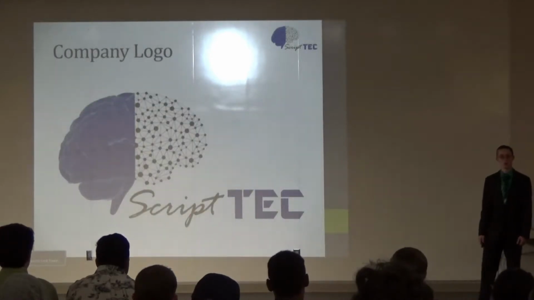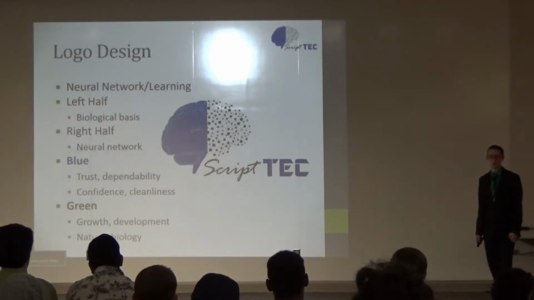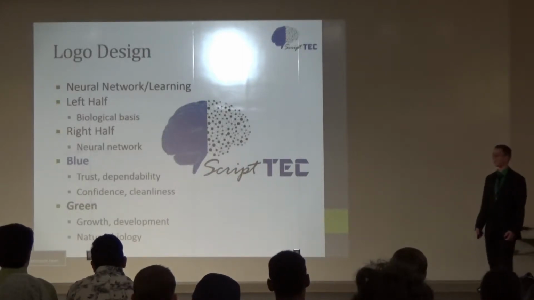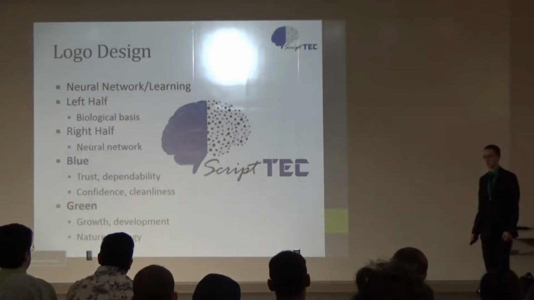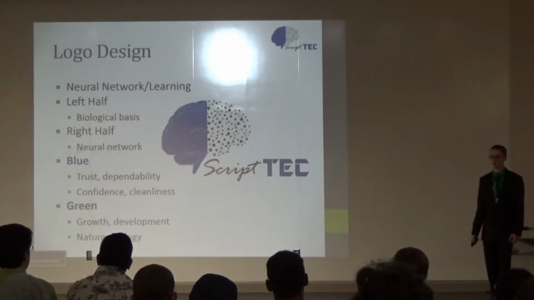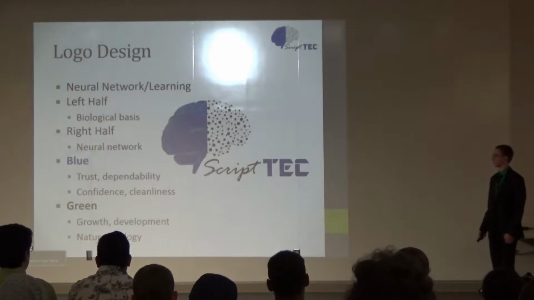This is my logo for my company, Script Tech. When I was designing my logo, I based it on neural networks and the learning of them. The left half of the logo looks like a normal human brain, which represents the biological basis of neural networks and how they learn, while the right half represents a neural network itself and how everything is interconnected, which again I'll talk about a bit later.